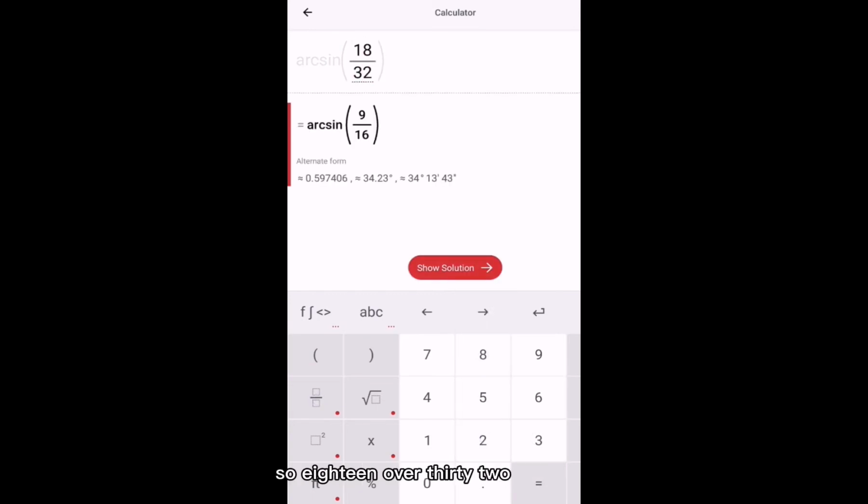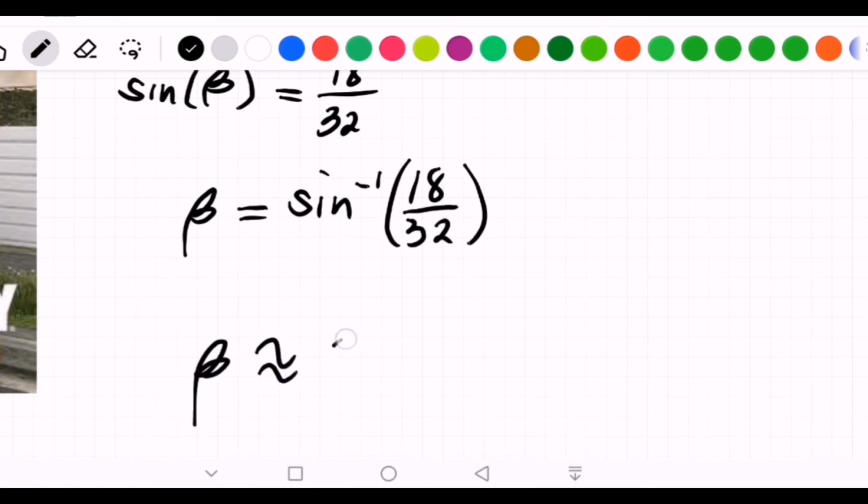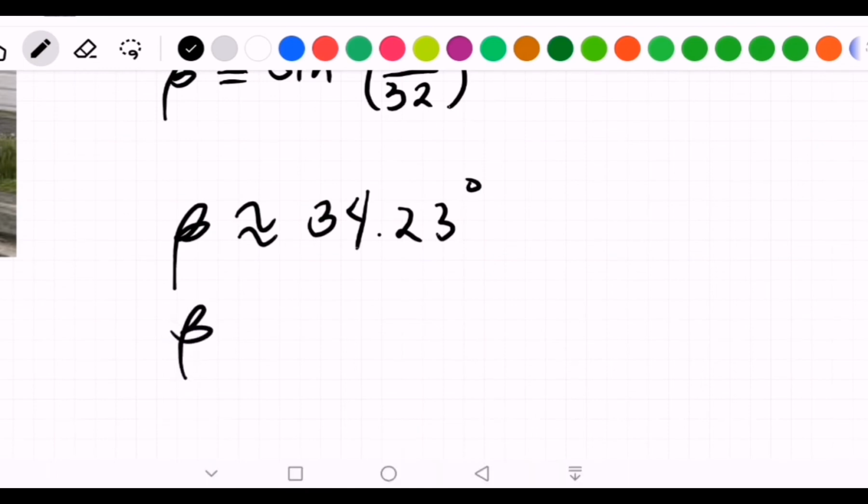So 18 over 32 can be simplified into 9 over 16. That is actually the same as arcsine of 9 over 16, which is approximately equal to 34.23 degrees. Therefore, the value of beta is approximately equal to 34.23 degrees. Now, if we are going to round that off to the nearest tenths, that will be 34.2 degrees.